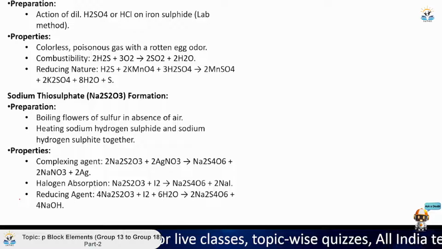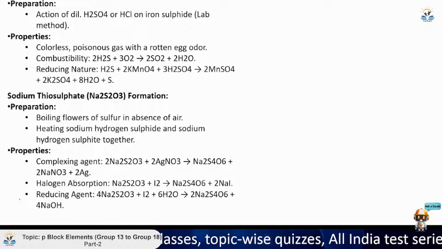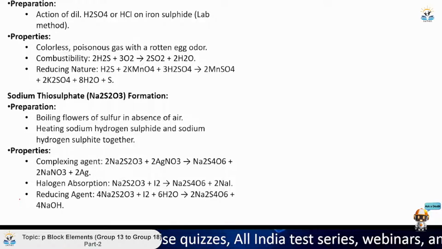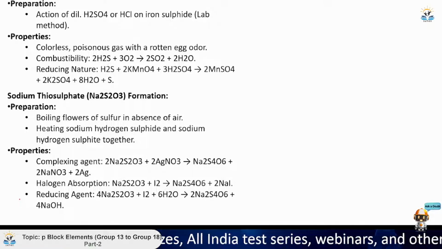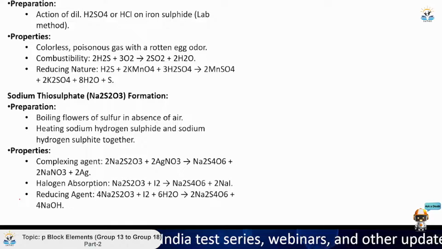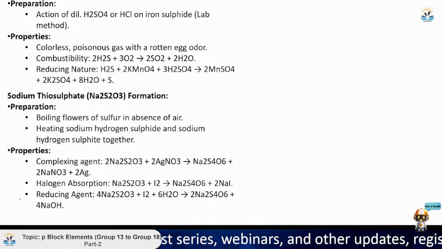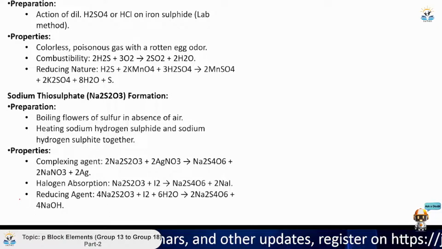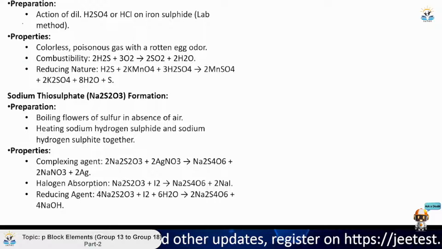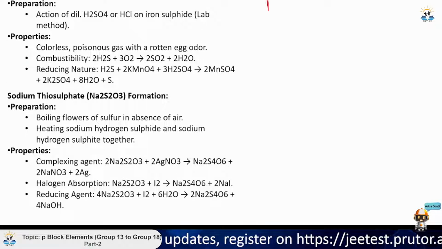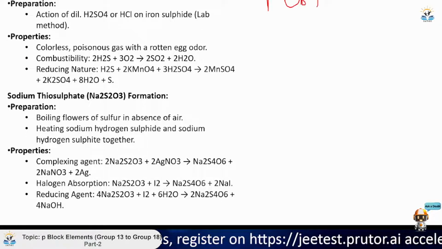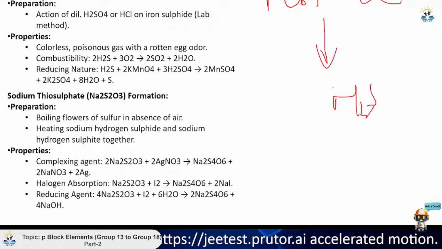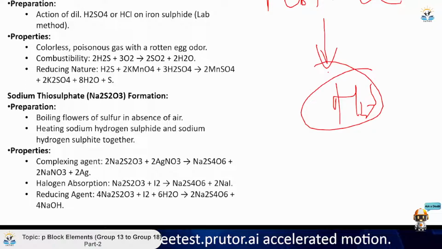Now, a few more compounds. Basically, this is just a very brief overview of these two compounds again. We have hydrogen sulfide and we have sodium thiosulfate. Hydrogen sulfide, which is H2S, is prepared by adding dilute H2SO4, or you could even use HCl, on iron sulfide. And what is iron sulfide? FeS, right? So we have FeS, and you add HCl if you want, or H2SO4, and that gives me H2S.